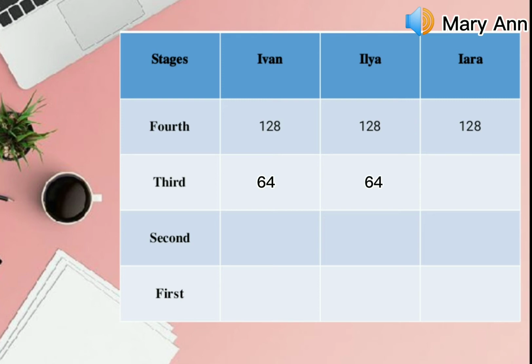Next, we will be solving Ayara's previous money by adding Ivan and Ilya's money to the current money, which is 128. So, 128 plus 64 plus 64 is equal to 256. Therefore, the third stage has the amounts 64, 64, and 256.